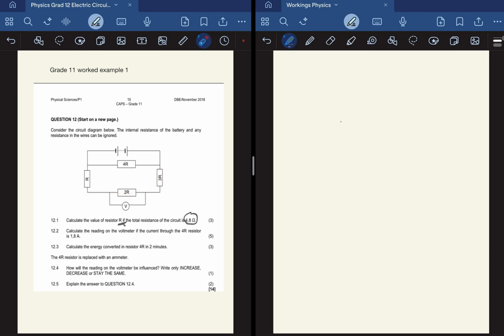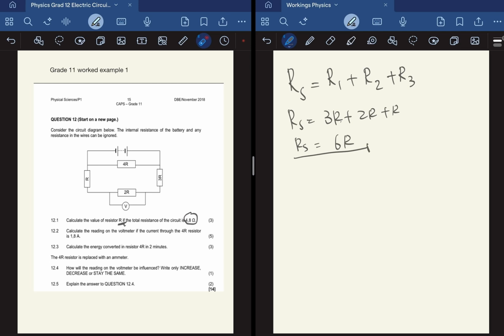But what we also know is that RS, to resolve the series circuit, we just add the resistors together. RS is equal to R1 plus R2 plus R3. Total resistance in series would be 3R plus 2R plus R, which gives you 6R. And so the question is not asking for you to resolve the series connection.